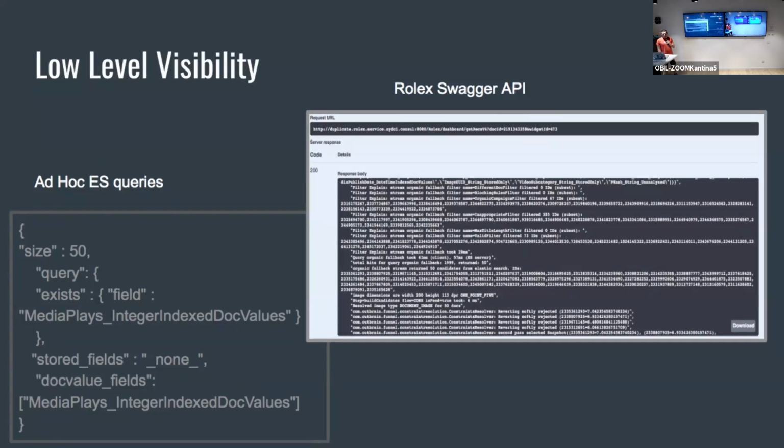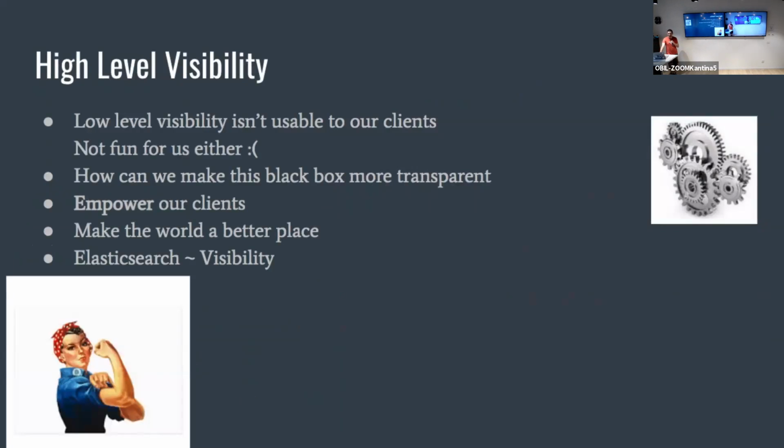And another way we could see statistics about Elasticsearch was to write an ad hoc query. And that's also great. It's a messy JSON format. And all of this blob right here only shows me sample documents that have this field. So it's not great. We wanted to improve our visibility and to provide better visibility for our clients, to keep everyone sane.